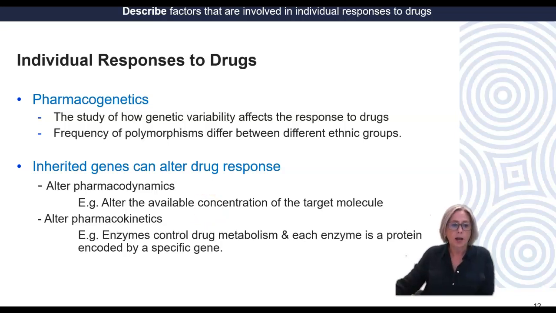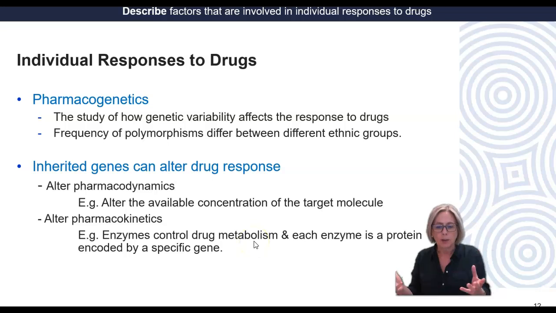Our genetics can also alter pharmacokinetics, so the way that the body processes drugs. For example, enzymes control drug metabolism. And even though metabolism can occur in different parts of the body, when we are talking about drug metabolism, we're really referring to what's going on in the liver via those hepatic enzymes. And each enzyme is a protein encoded by a specific gene.